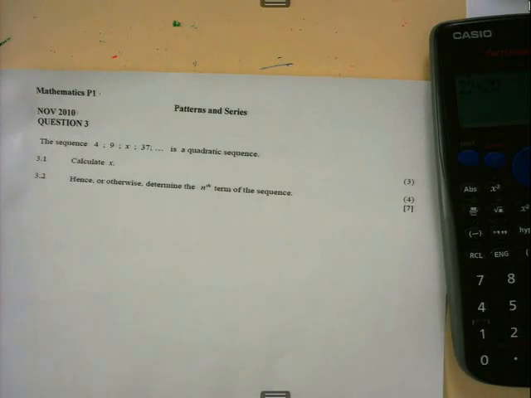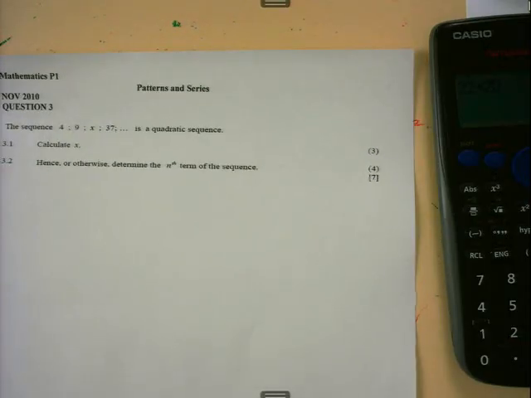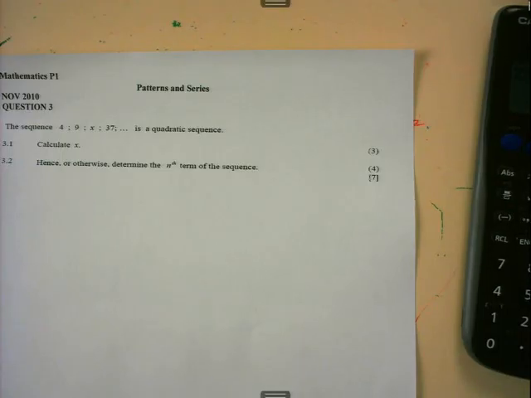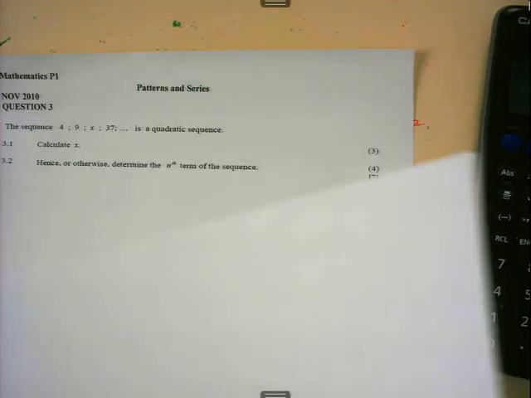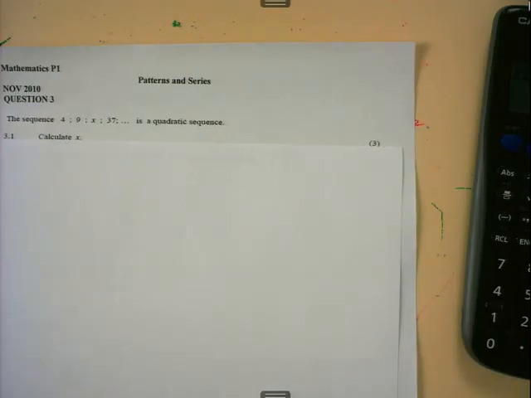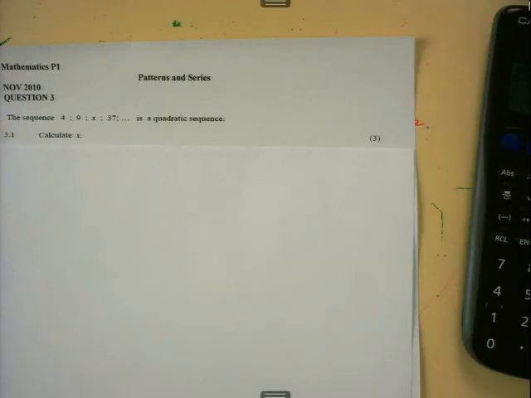Okay, the first question here is, the sequence is 4, 9, x, 37. This sequence is a quadratic. I'm happy now. Why am I so happy? Because they told me that this sequence is a quadratic sequence. What do I know if this is a quadratic? The second difference is the same. It's very important. And immediately after that, to determine the general term, I know what I must do.